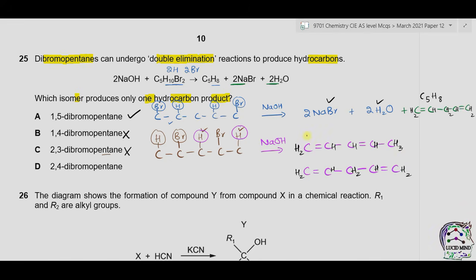In the first product, the double bond is between the first two carbons and then the third and fourth. In the second product, the double bond is between the first two carbons and the fourth and fifth. Two hydrocarbon products are formed. This is also incorrect. The only correct option is A.